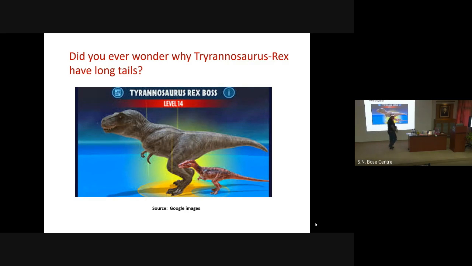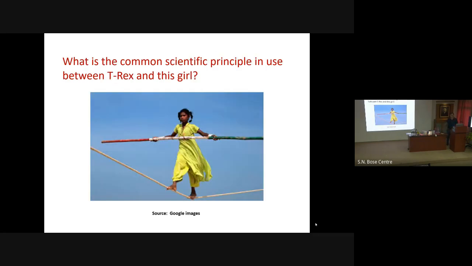You see these pictures, you're seeing it all around. That's what I mean. There's some principle going on here, right? So you have to understand what's going on. And you go further down. What is the common scientific principle between the two? Have you seen this? Tightrope walker, right? There's a common principle.